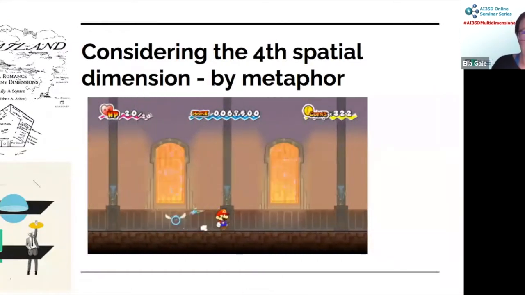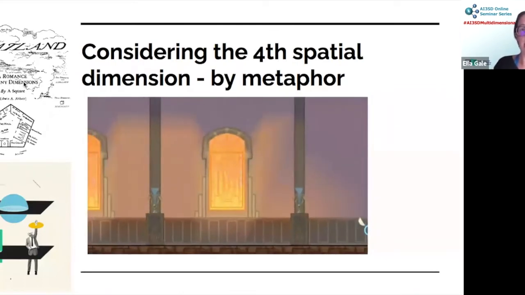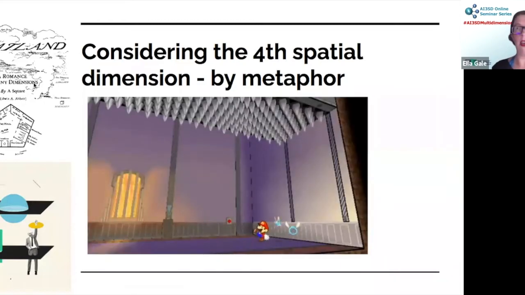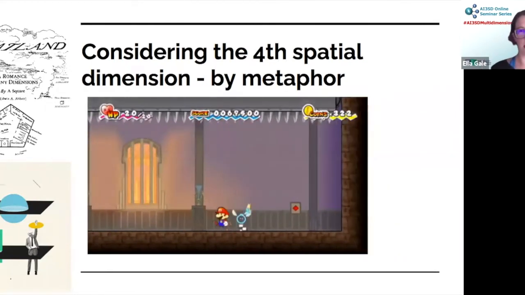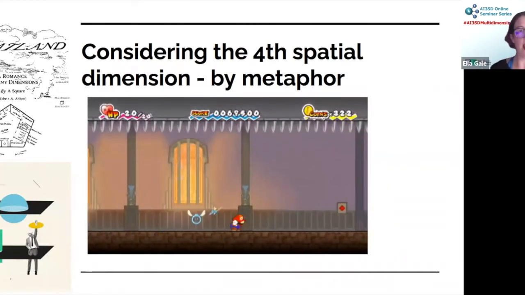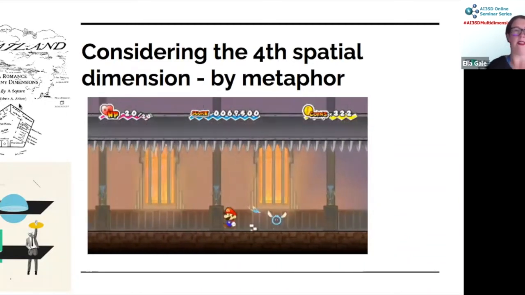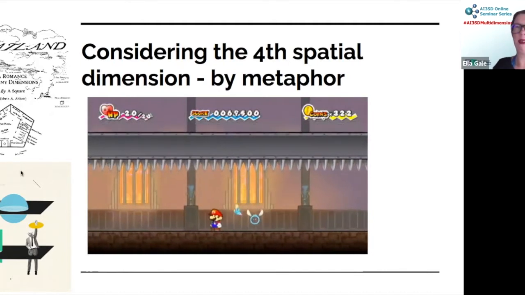In the late Victorian age, this novel came out called Flatland. And this introduced the general populace to the idea of there being an extra spatial dimension. So we've got the 3 spatial dimensions we all know and deal with every day. And then there's the idea of the 4th one. Every talk on multidimensionality mentions this novel.